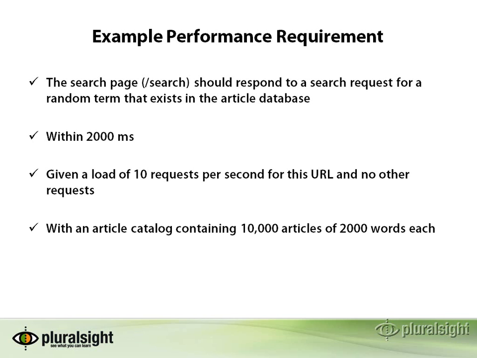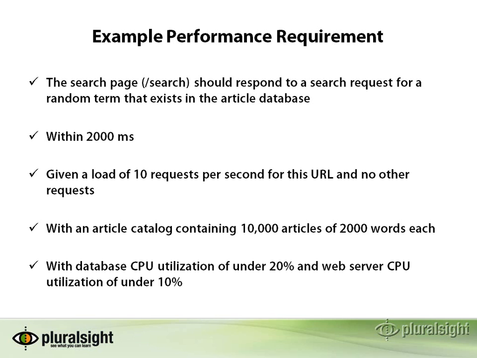Now we also want to specify the data, the application characteristics, and in this case we're going to say that we have an article catalog with 10,000 articles, each with 2,000 words. And then lastly, our system constraint is that we want to have database CPU utilization less than 20% and web CPU utilization less than 10%. Of course, the latter one, the web CPU, is because we probably have other pages on our site other than the search page, and so if the search page was completely using up our web CPU, we wouldn't be able to use our web server for much else.